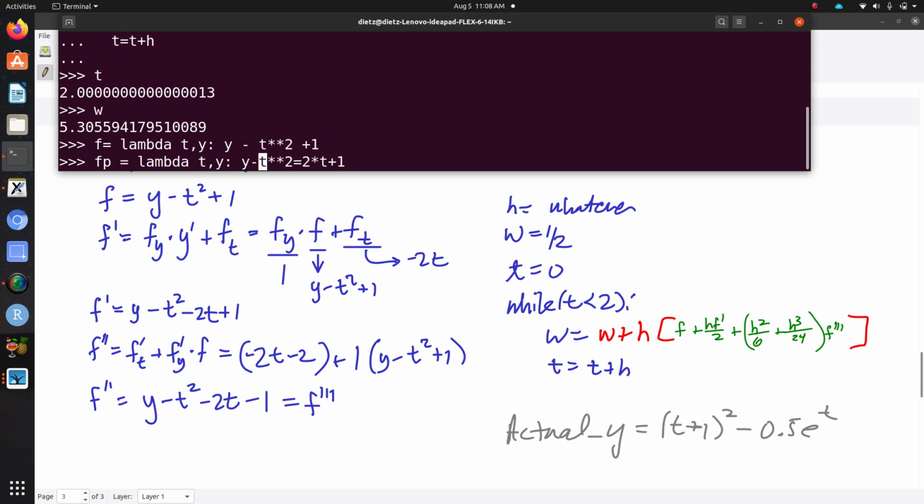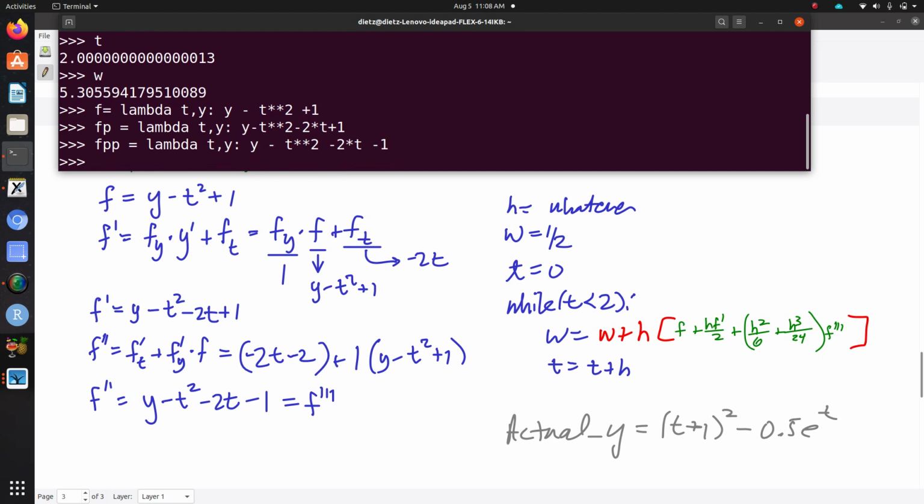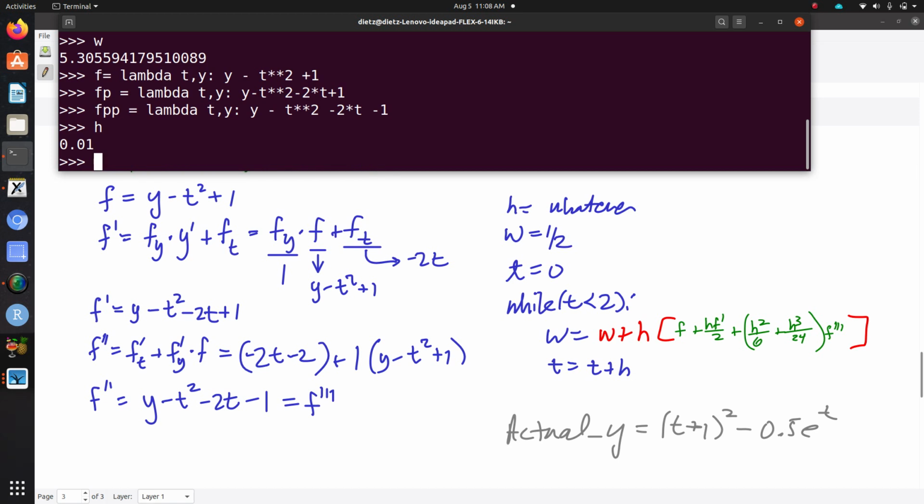Except for some reason I keep hitting the equal sign when I try to hit the minus sign. Let me double check that. FP should be Y minus T squared minus 2T plus 1. And F double prime is going to be Y minus T squared minus 2T minus 1. Okay, so now I have that. I want to pick my H. What was my H? I think I can live with that H.